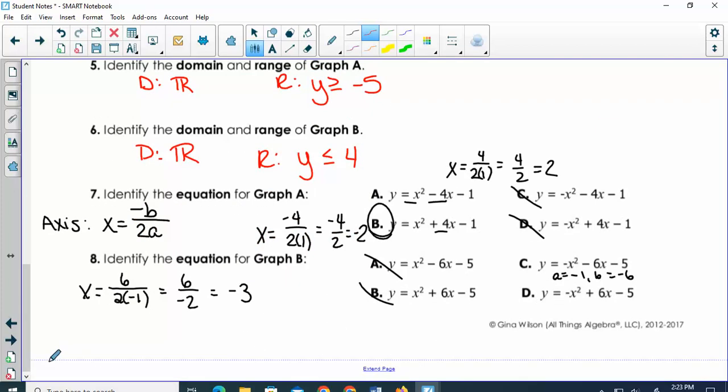On D, what is my a? Negative 1. What's my b? So let's check that one. Opposite of b, that would be a negative 6 over 2 times negative 1. Negative 6 divided by negative 2 is positive 3. Is that what we said the axis of symmetry should be? Yes. And again, did you have to do it that way? No. You could have used a graph to help narrow it down.